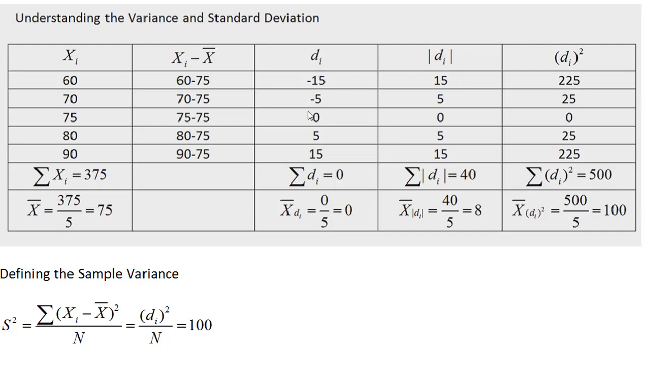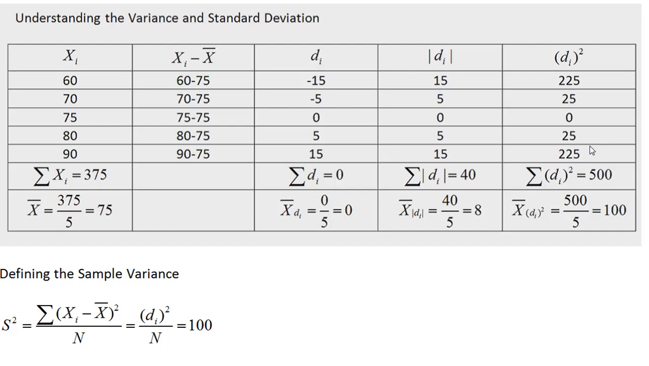I'm going to do the same thing to negative 5. Negative 5 times negative 5 is equal to 25. If I move down here, the 0 is going to remain the same. If I go down here, 5 times 5 is equal to 25. 15 times 15 is equal to 225. So if you look at this new column of squared deviations, notice that we've successfully removed those negative signs by squaring the number.